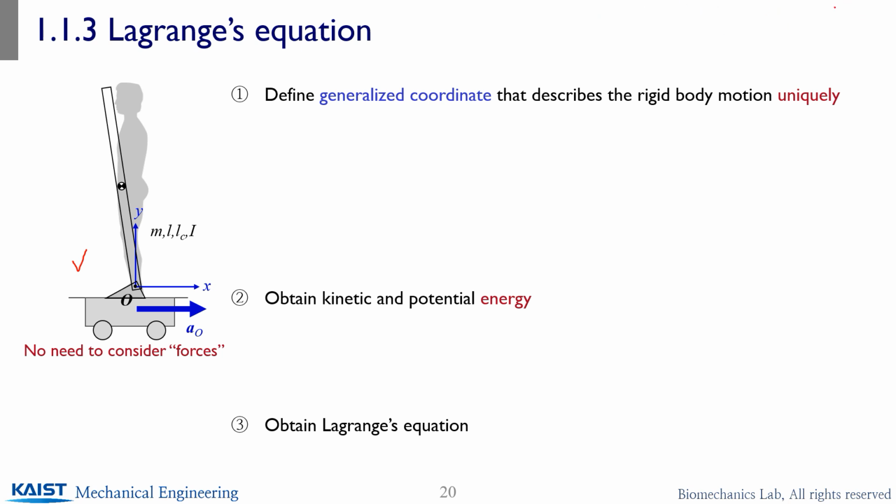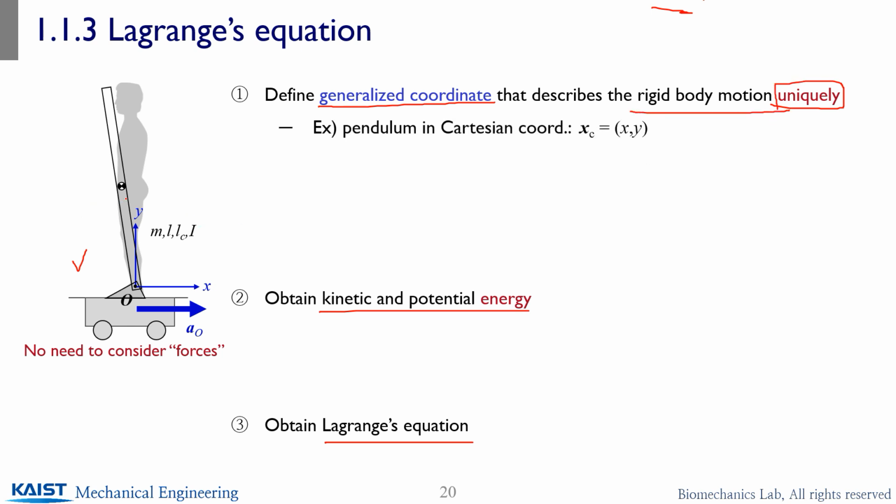So there are three basic steps for Lagrange's equations. First, you should figure out what the generalized coordinate is, and second, you have to define the kinetic and potential energy, and then you can just put those values into Lagrange's equation. The generalized coordinate itself is the coordinate that uniquely describes the rigid body motion with the minimal number.